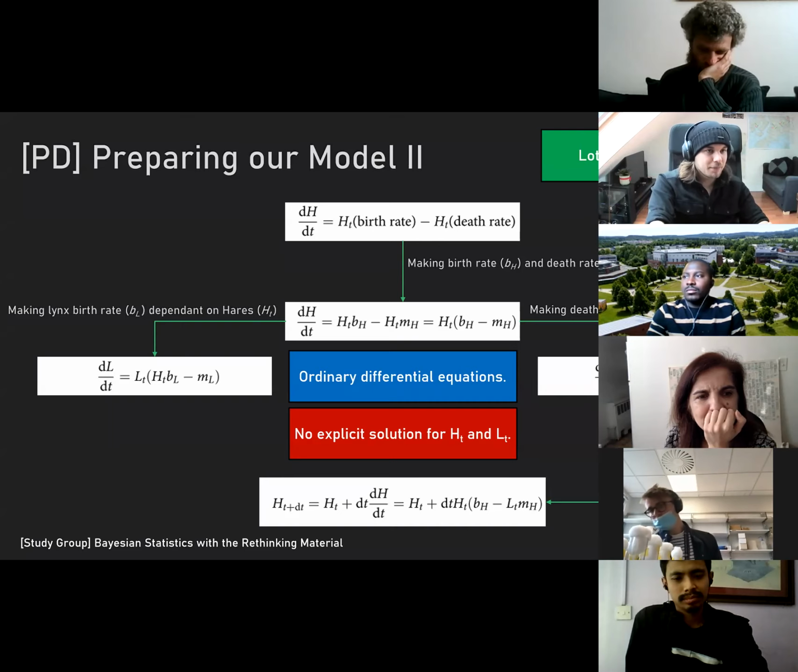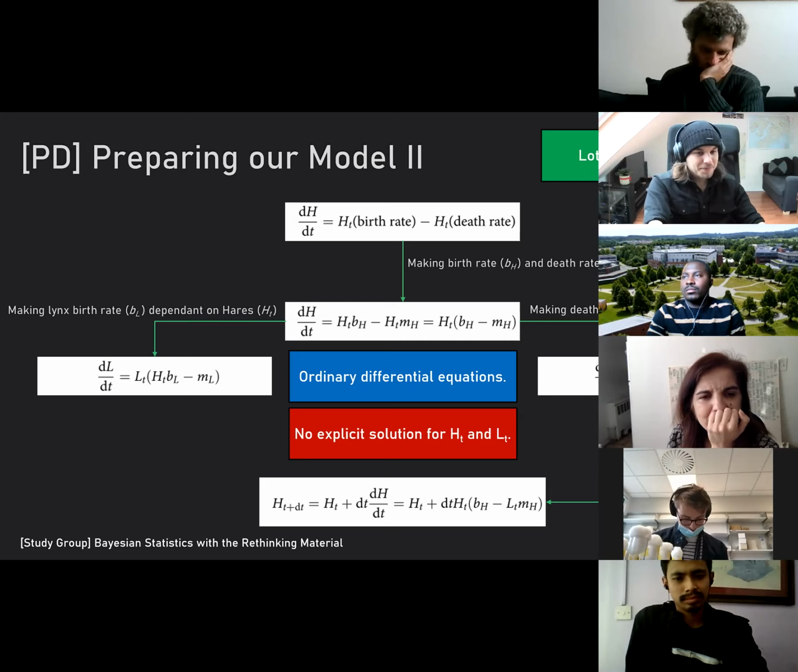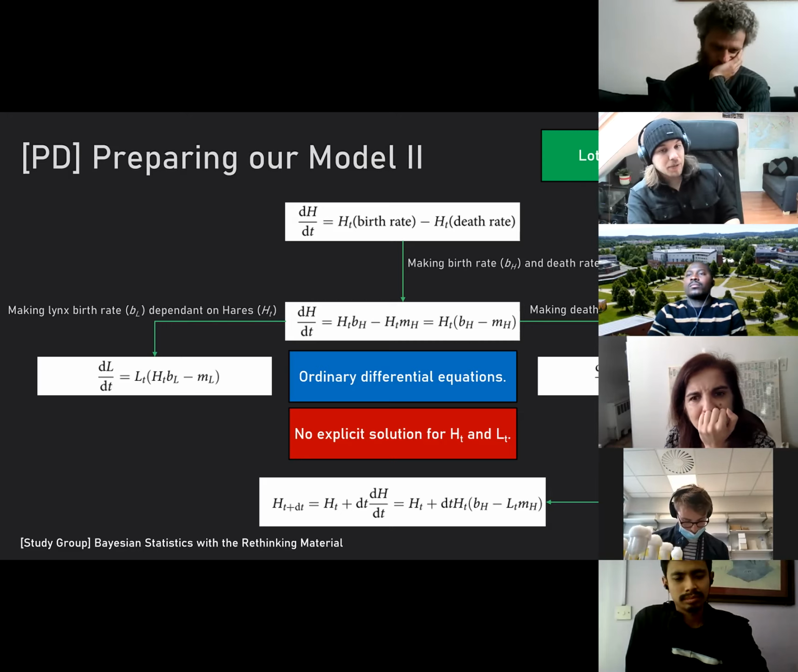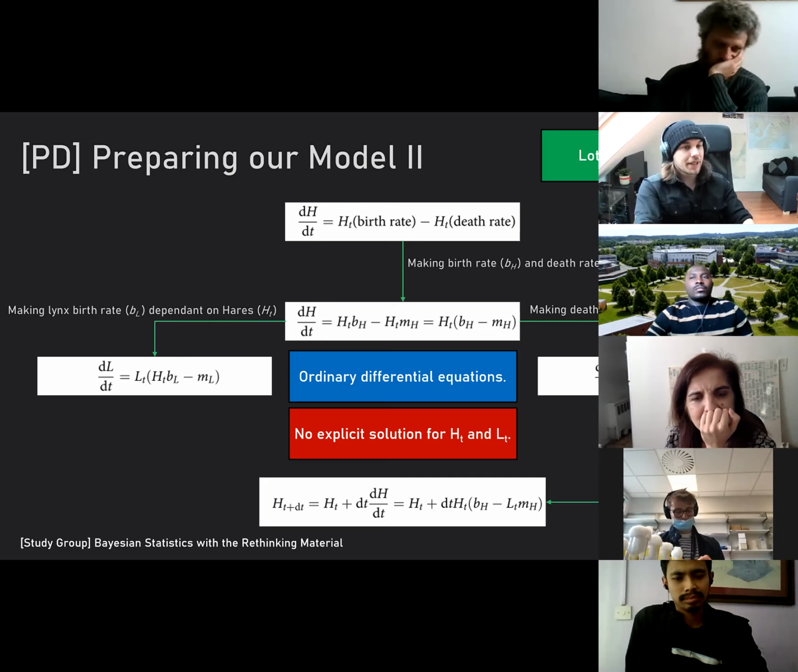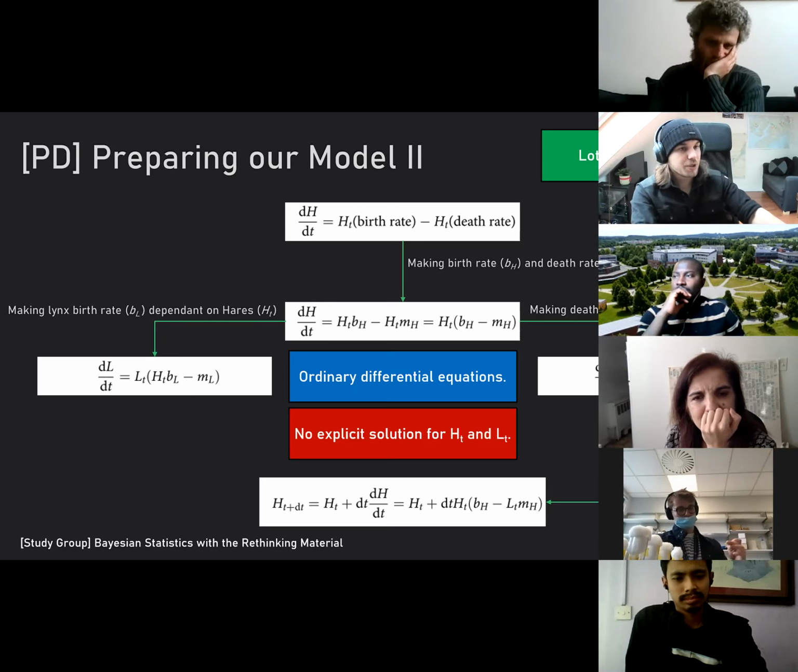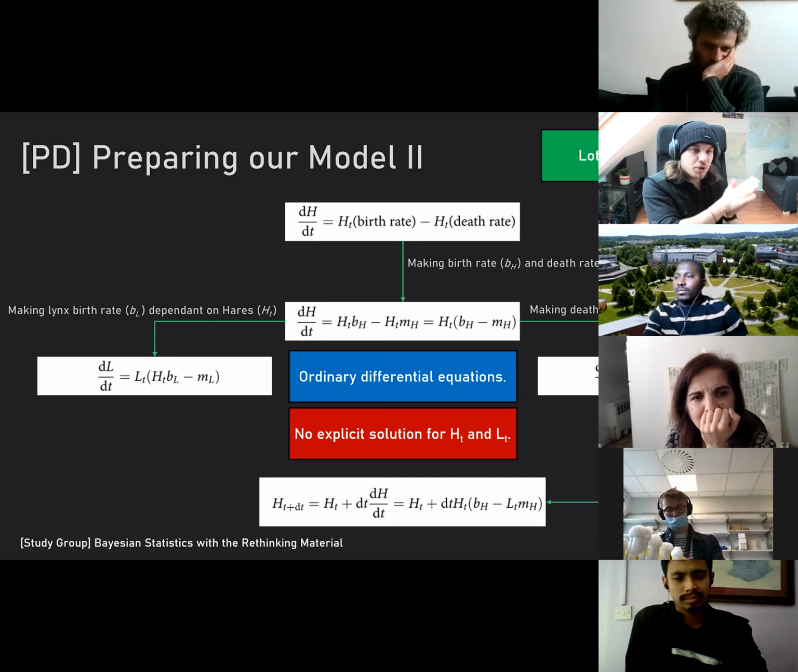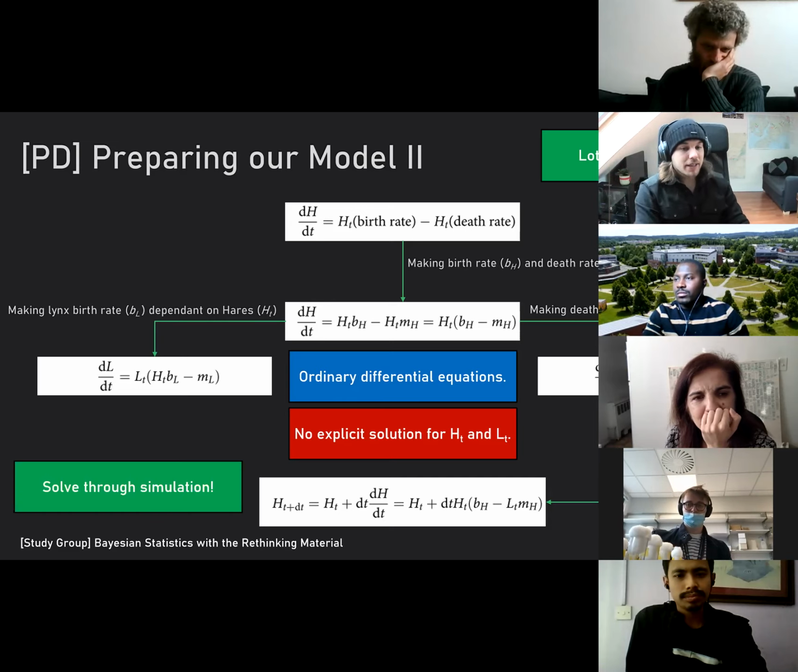Just statistically speaking, to get your model to compile, you need at least 2 data points. We can combine all of these different equations into one big boy, which tells us how we can track hare populations going one step at a time. And we can then solve all of this through simulation.